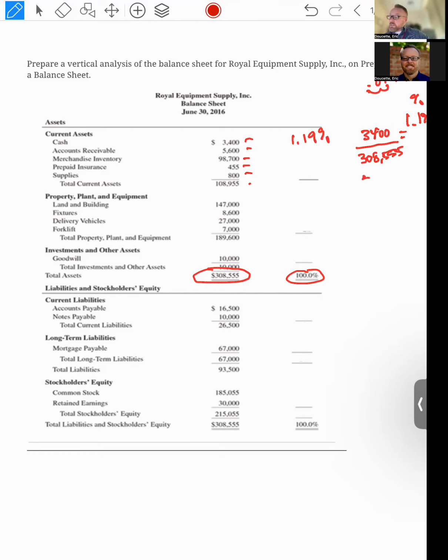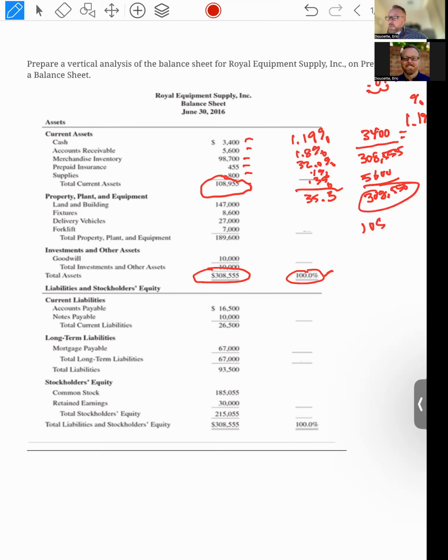And you would just do that all the way down. You take the next one, 5,600, and divide that by 308,555, because that's the 100%. Kind of like that portion formula we did, the percentage formula way back in chapter 6. And that would come out at the end of the day to 1.8%. And if I just keep going down, the 98,700 would come out to 32%. The 455 would come out to 0.1%. And then the 800 would come out to 0.3%. And if I add all those up, it comes out to 35.3%.